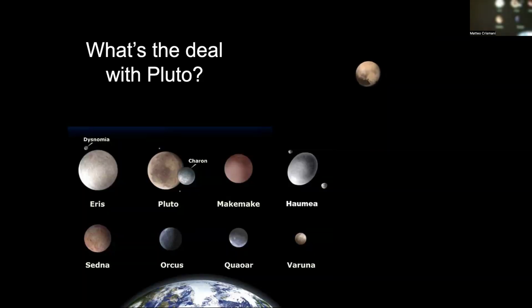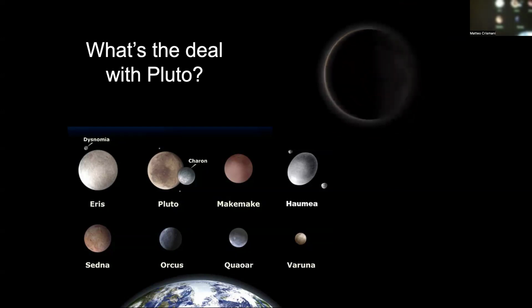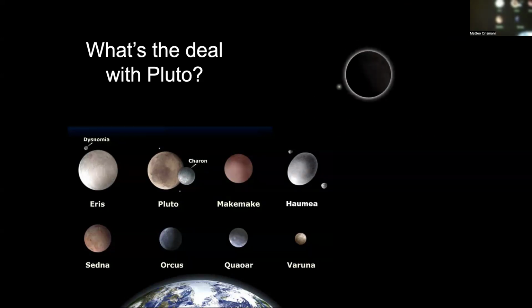So this is us getting closer. This is Sputnik Planitia, this giant heart-shaped object on the surface of Pluto. And we just passed Charon as it went on the other side, and that's the atmosphere of Pluto.